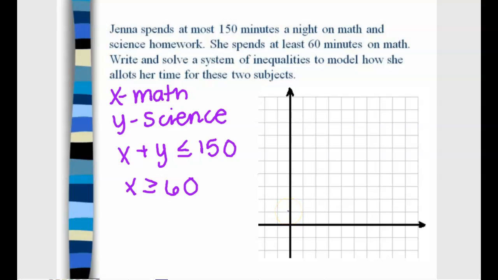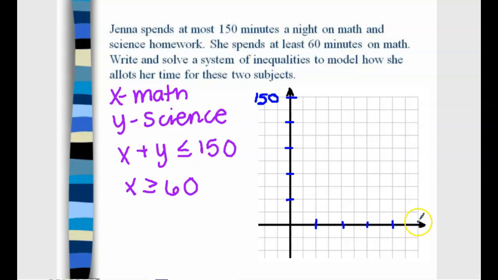You could also go by 15s. So 15, 30. So I'll probably go by 15 because that'll put me at my corners. So 15, 30, 45, 60, 90, 120. That gets me to 150. It just helps me count.